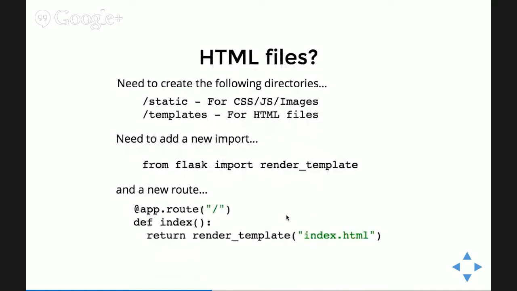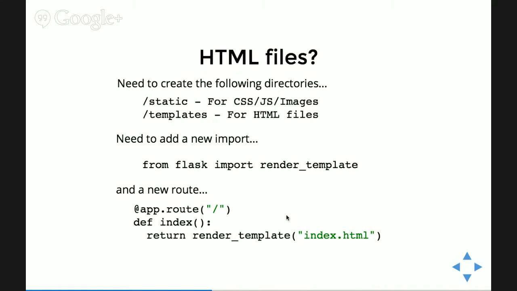Let's try and get our Flask application to serve HTML files. First things first, inside this folder that you have your app.py, create a folder called static. This folder is going to hold all your CSS, JavaScript, and images, if you choose to use them in your project. Then create another folder called templates, which holds all your HTML files.